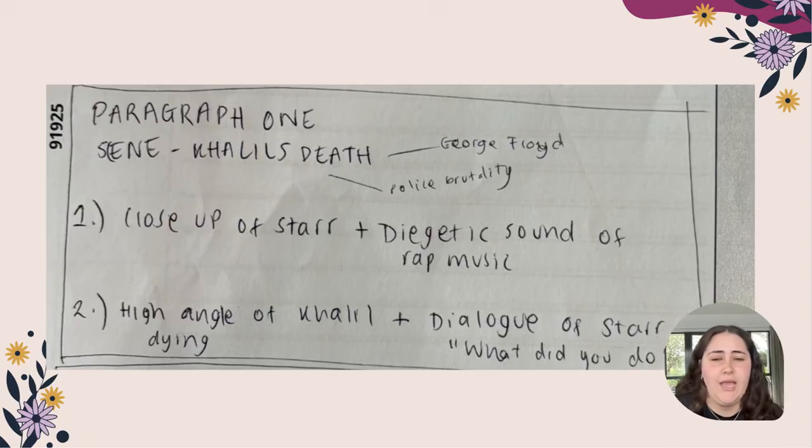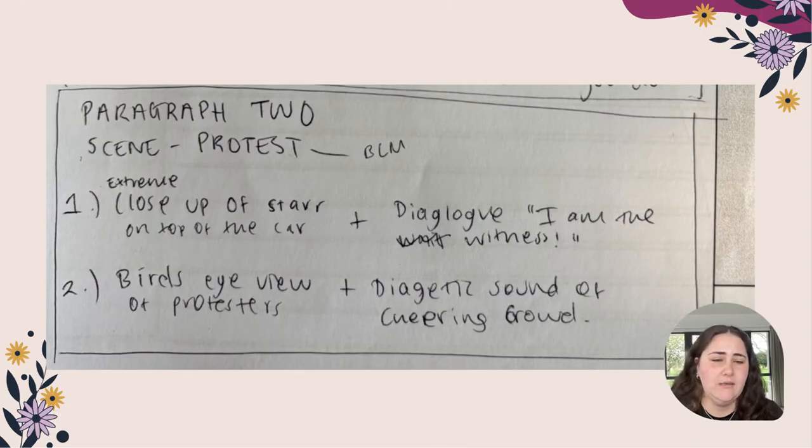Later on, I'm going to talk about the high-angle shot of Khalil and the dialogue of Star saying, "What did you do?" And then my paragraph 2 is going to be the protest scene. The protest is an allusion to Black Lives Matter. The extreme close-up shot of Star on top of the car, you can see her face with determination, which is paired really well with the dialogue, "I am the witness," because she's not allowed to be the witness, no one should know her identity. And then later on, I'm going to talk about the bird's eye view of the protesters, which shows how many protesters there are, and then the diegetic sound of the crowd cheering.